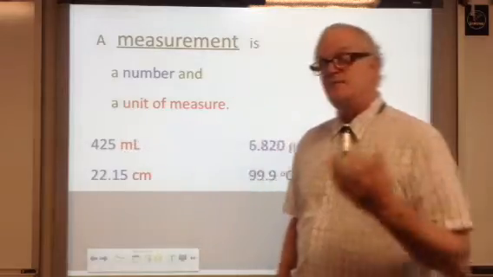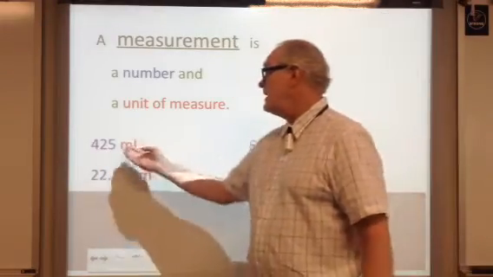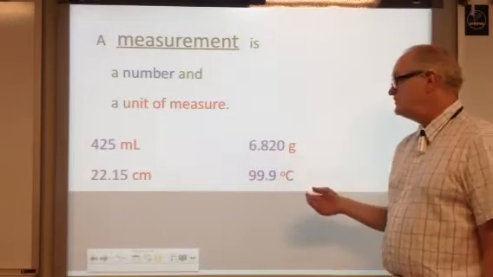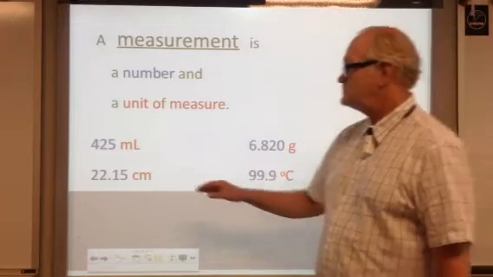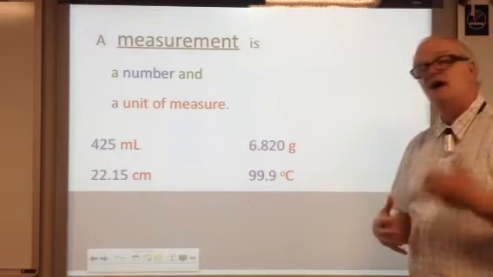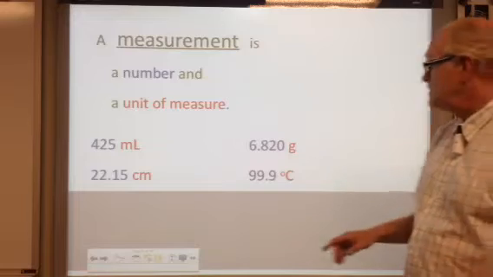425 milliliters, that's a measure of volume. We've got a number and a unit of measure. There's a measure of mass. Again, the number in blue, the unit of measure in red. There's a measure of temperature. There's a measure of length. Those are all examples of measurements simply because they have a number and a unit of measure.